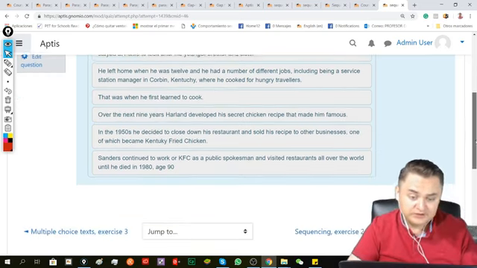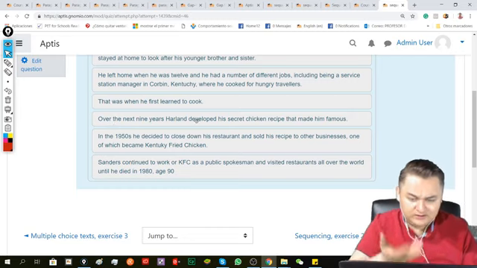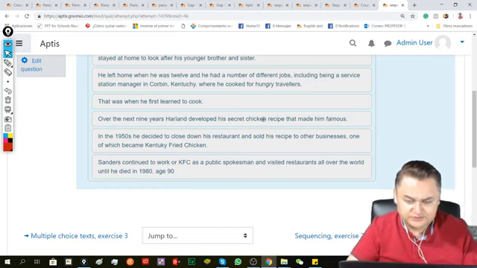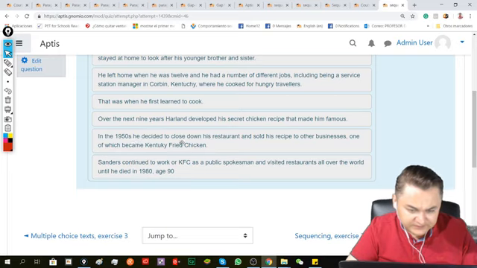After he started learning to cook, I would say over the next 9 years, this Harlan developed his secret chicken recipe that made him famous. Then it says in the 1950s, he decided to close down the restaurant and sold his recipe.